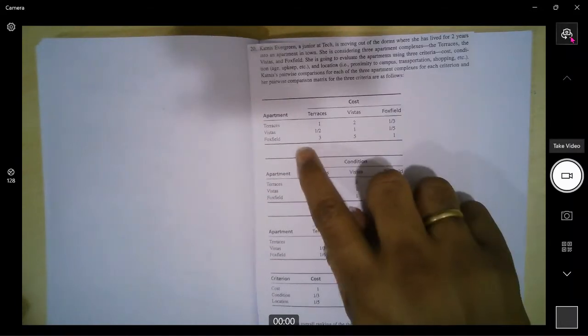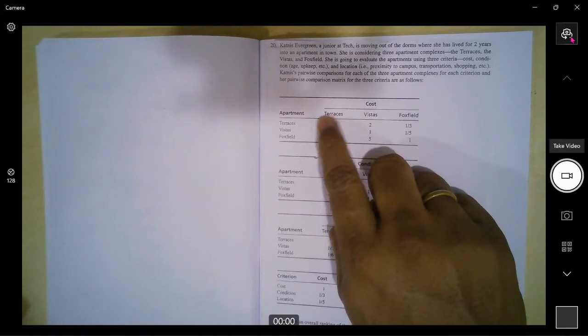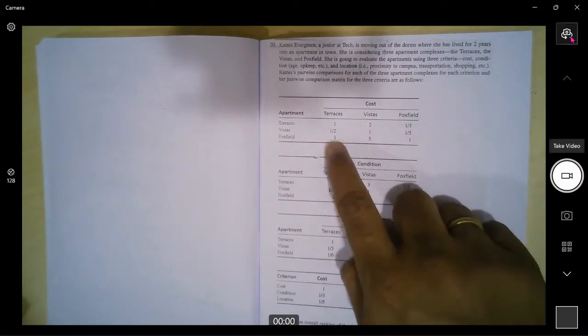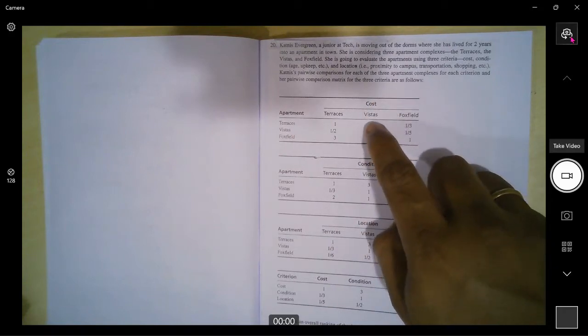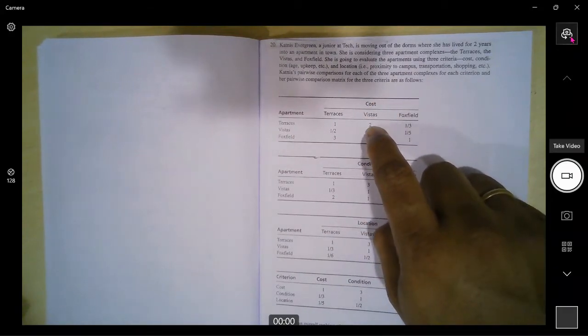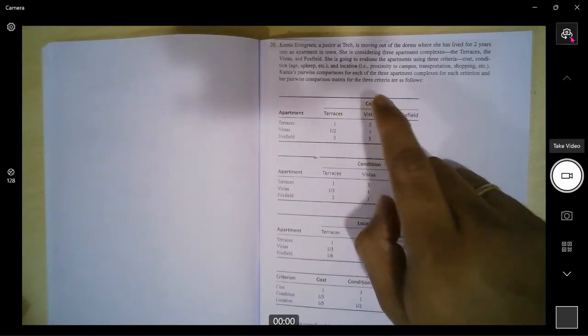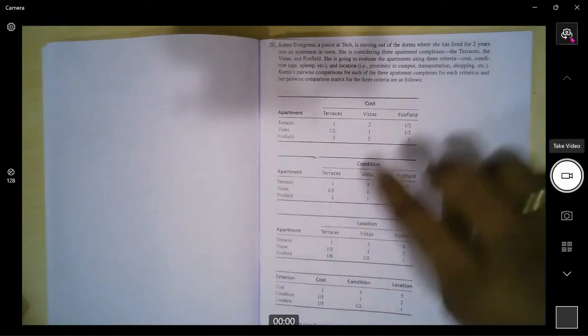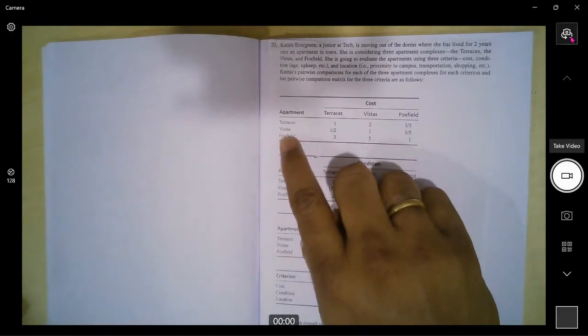In other words, if you compare Terraces with Terraces, obviously it's the same thing, so there is no comparison. It is just one. Whereas if you compare Terraces with Vista on cost, it is two. That means Vista is more costly compared to Terraces, or vice versa, we'll come to it later. In this way this kind of data is given, and finally you are asked to choose the best apartment, whether it is Terraces, Vista, or Foxfield.